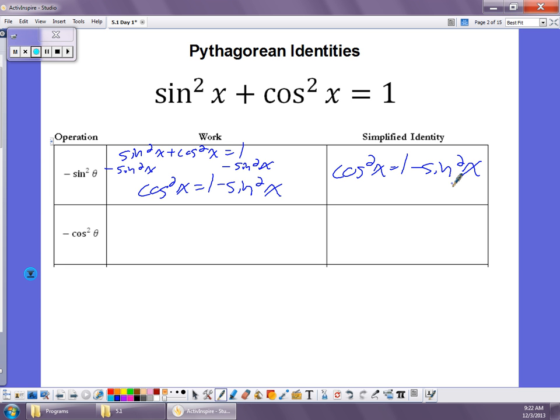So again, if we subtract cosine squared x, you would get that sine squared x equals 1 minus cosine squared x. So these are the first two identities. And these are all, again, just variations of this one. Right? These are all just variations of this one.